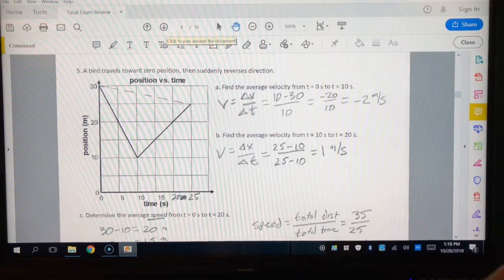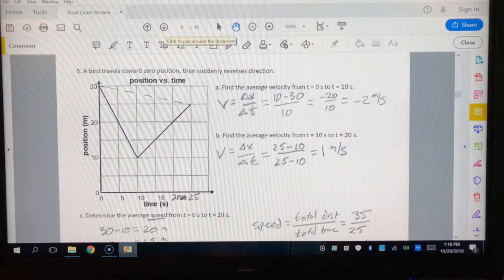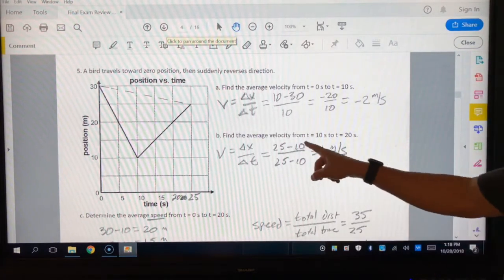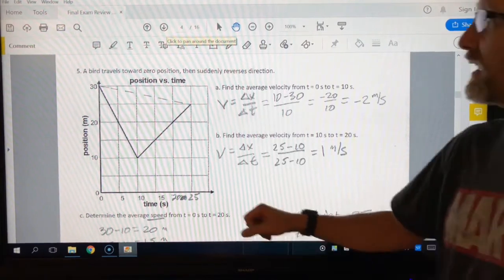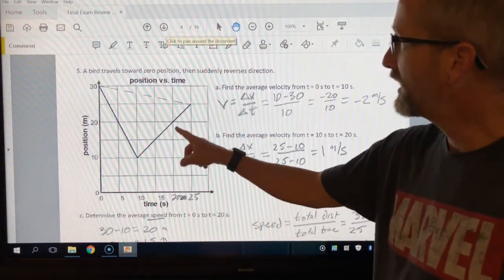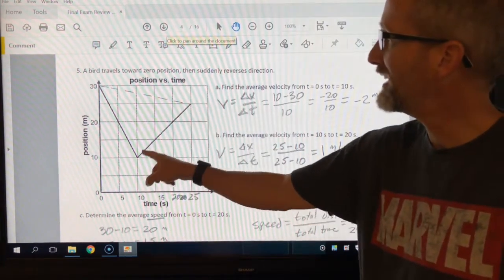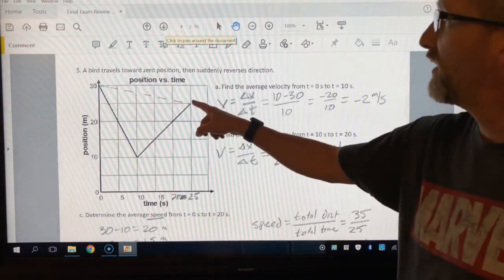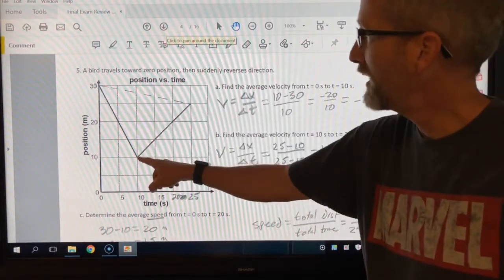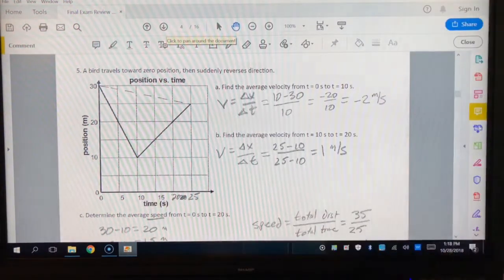The average velocity from 10 to 20 is going to be 25 minus 10 over 25 minus 10. And it's because if I get here to 20, I could just see that this line, I need to find the slope. So I've got 25 meters minus 10 meters over 25 seconds minus 10 seconds, and that gives me 1 meter per second.